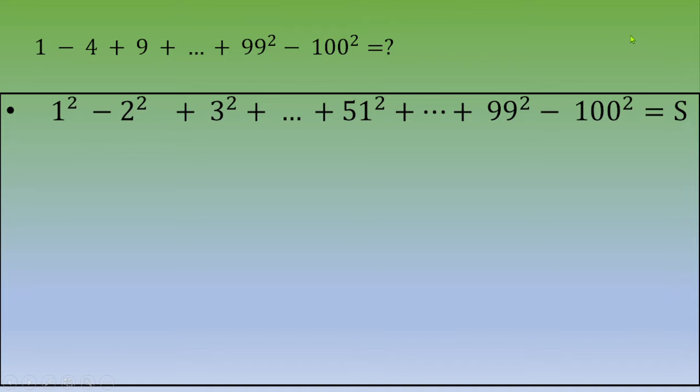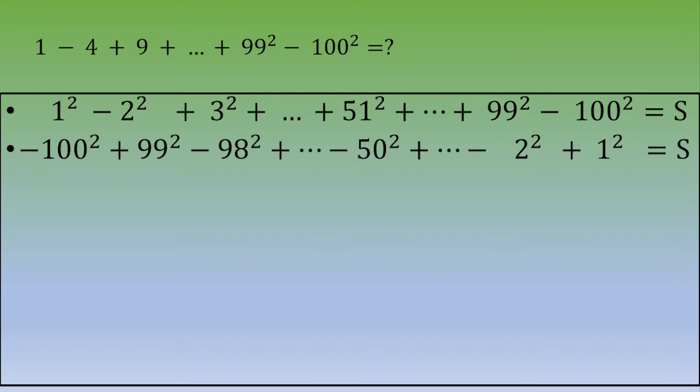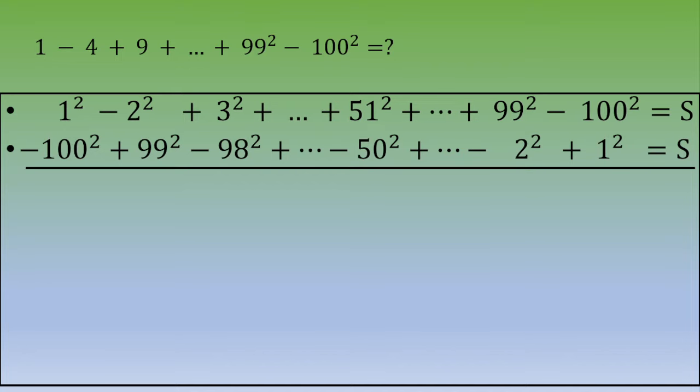The next step is to rewrite the exact same sequence, but this time in descending order. So this is 100 squared plus 99 squared minus 98 squared, and so on and so forth, minus 50 squared, and so on and so forth, minus 2 squared plus 1 squared, equals capital S as well. The next step is to add these two rows.